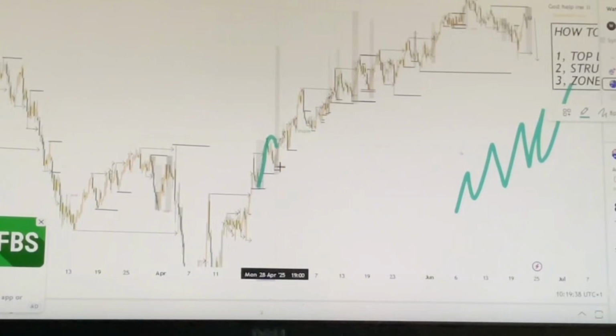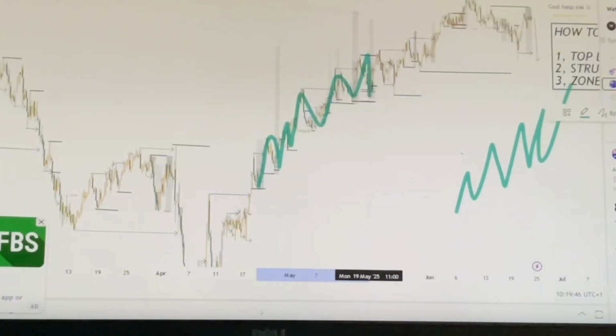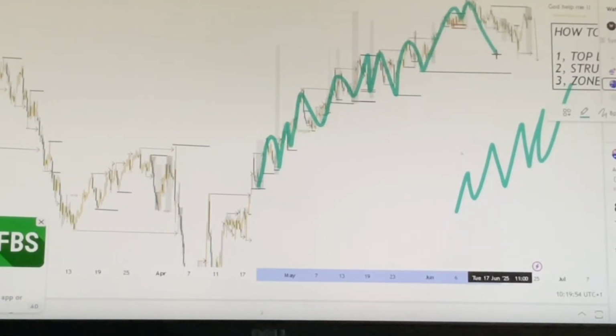Higher highs, higher low, higher highs, higher low, higher highs, break of structure, lower low, lower high, lower low, lower high.